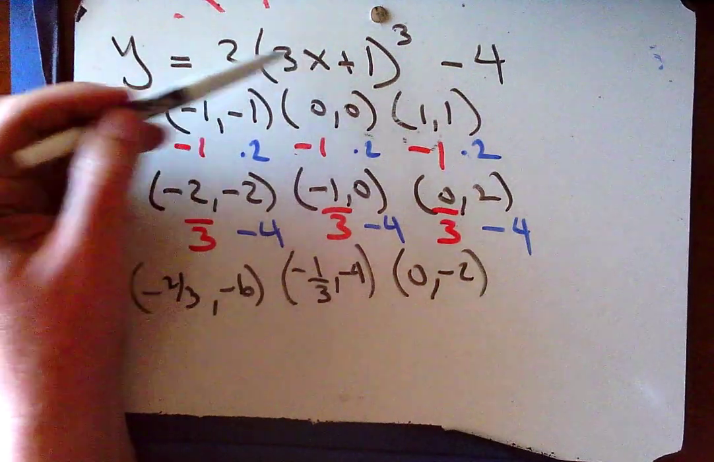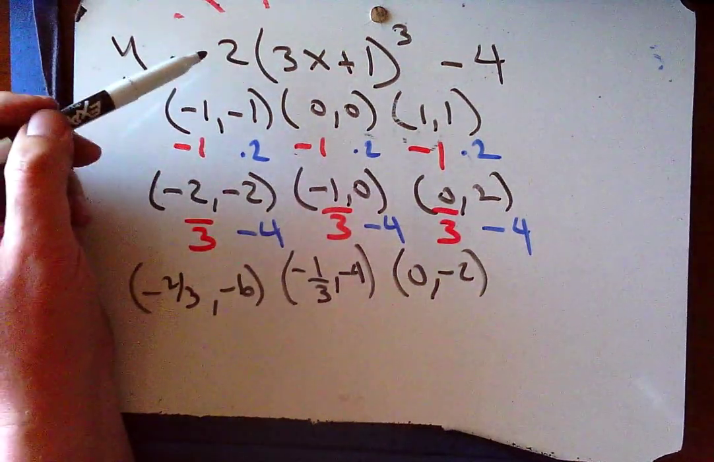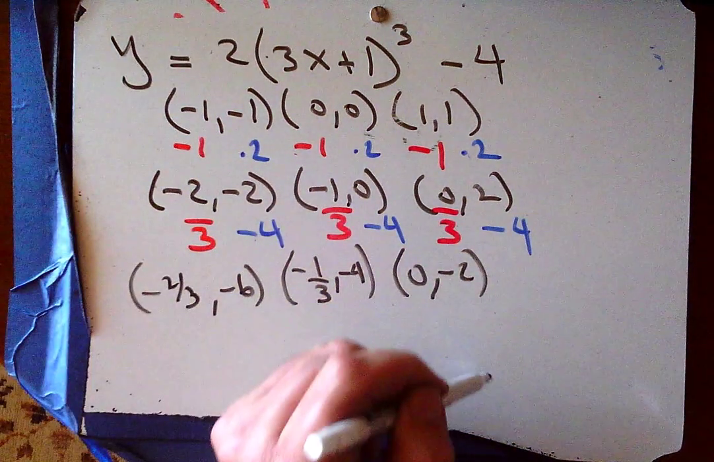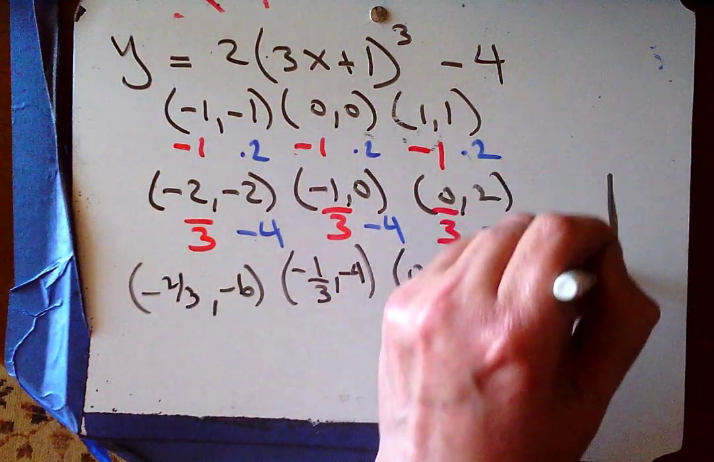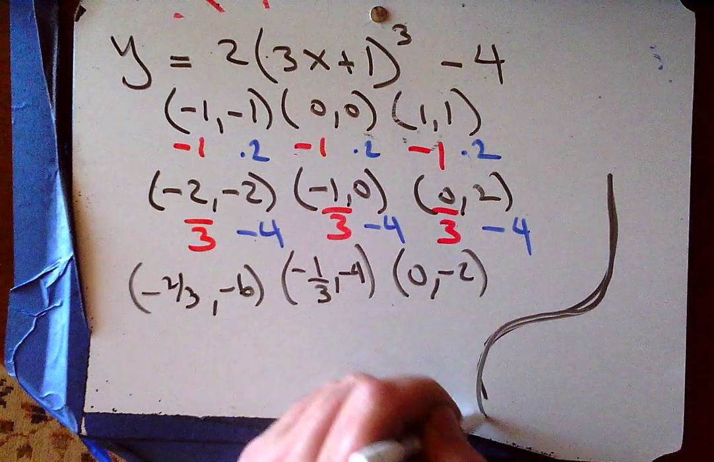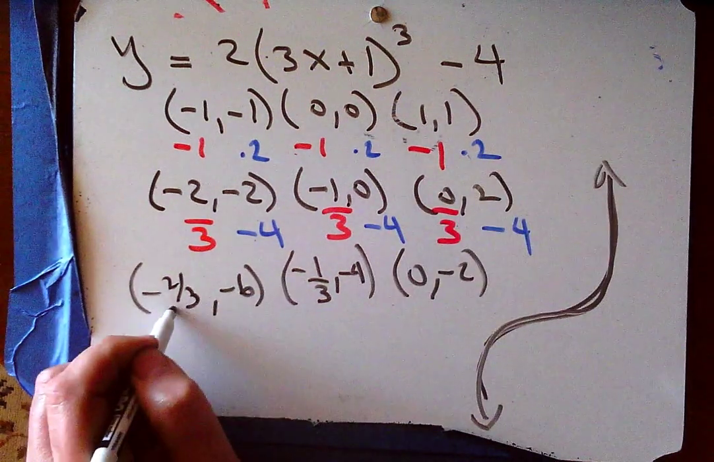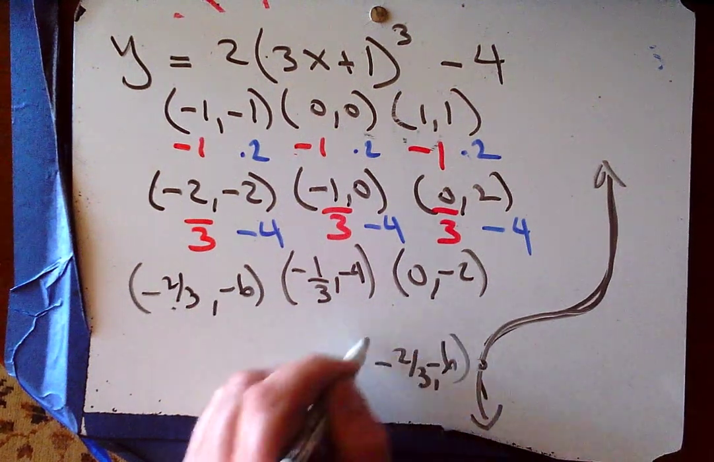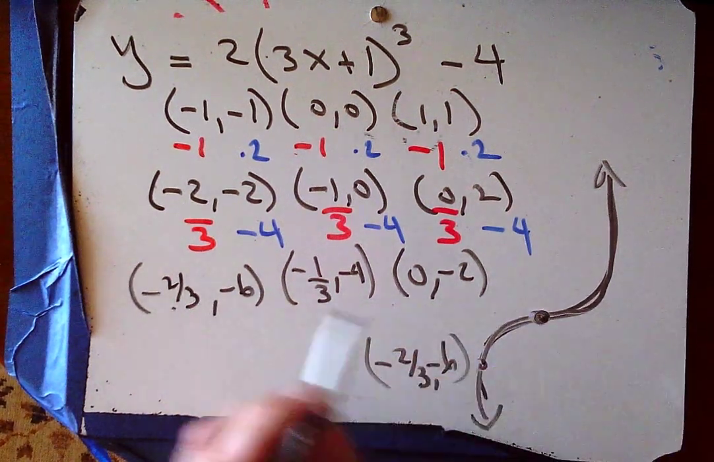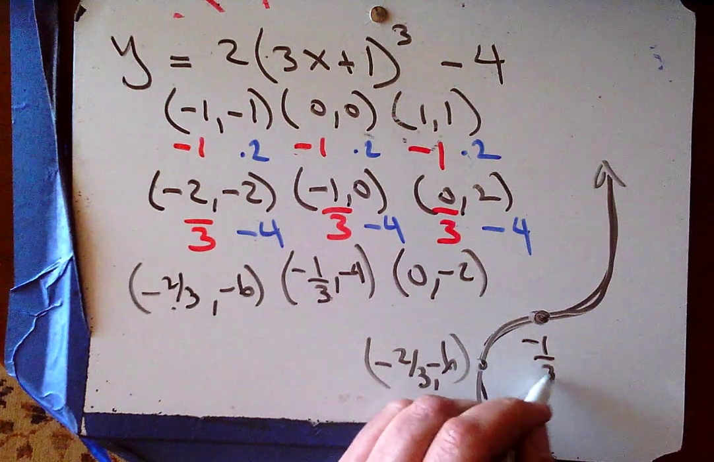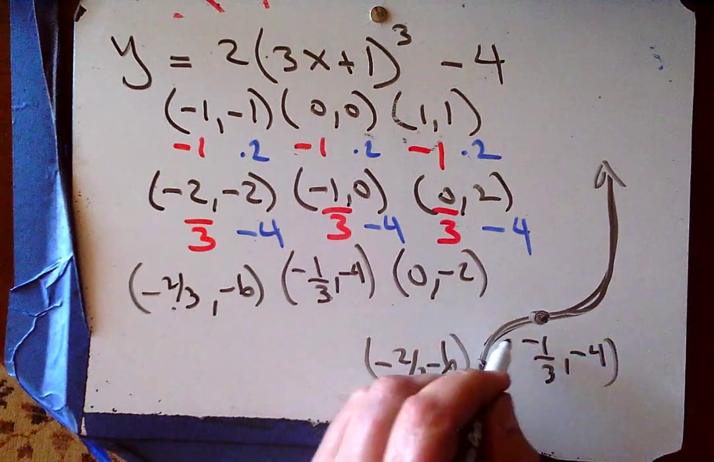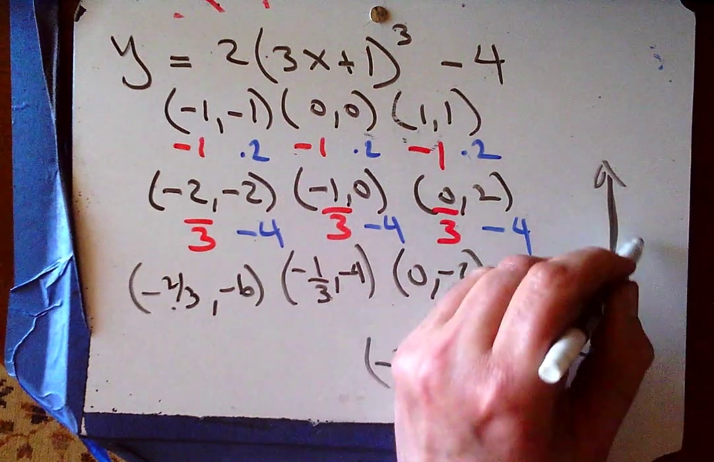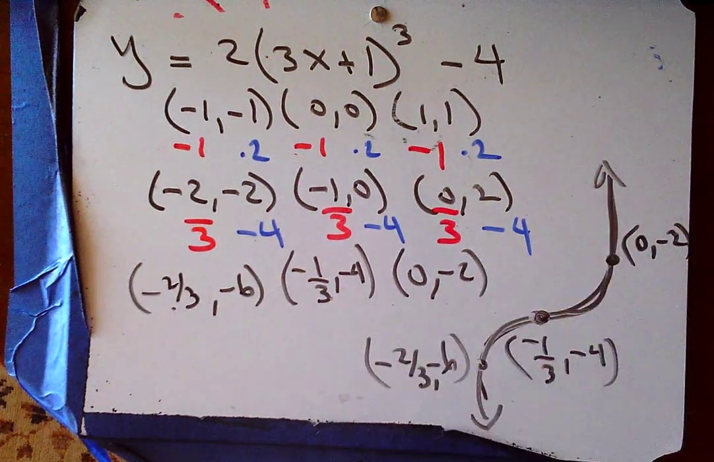Remember, this is just a plain old x to the third. It's not been reflected anywhere. There's not a negative here. There's not a negative here. And so I'm going to be looking at this shape. This point, negative 2/3, negative 6. This point, the inflection point, negative 1/3, negative 4. And this point over here, 0, negative 2.